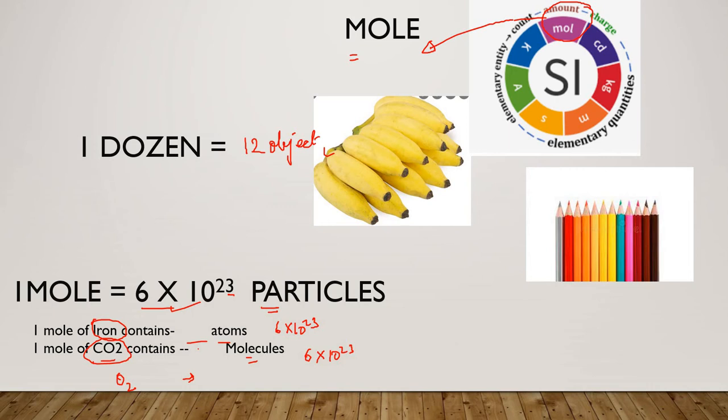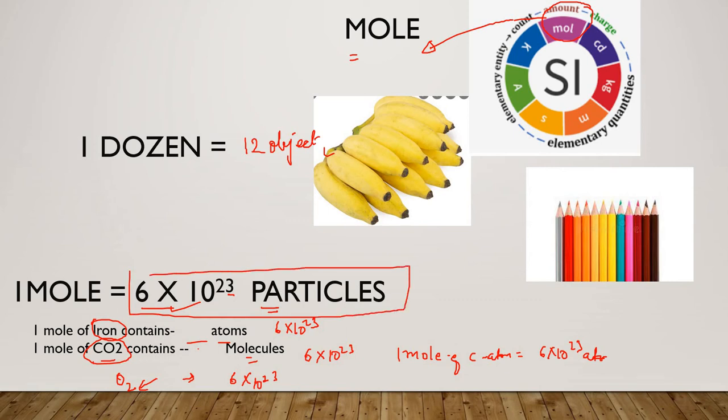So 1 mole of oxygen means how many molecules? Since it is molecules, you should give the answer in terms of molecules, 6 into 10 to the power 23. When I say 1 mole of carbon atoms, you will say the answer in terms of atoms, which is 6 into 10 to the power 23 atoms. So whatever element, molecule or compound I'm talking about, if I'm saying 1 mole, this number is fixed, given by the Avogadro number. That's why it is also called Avogadro's constant. I hope this is clear.